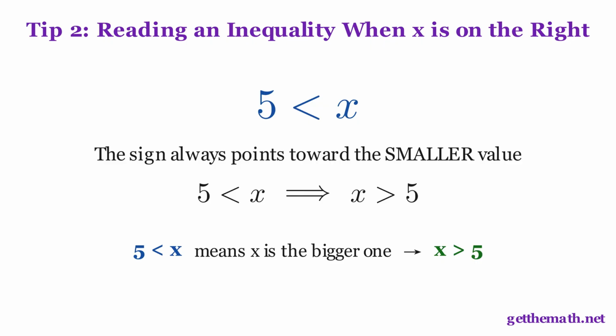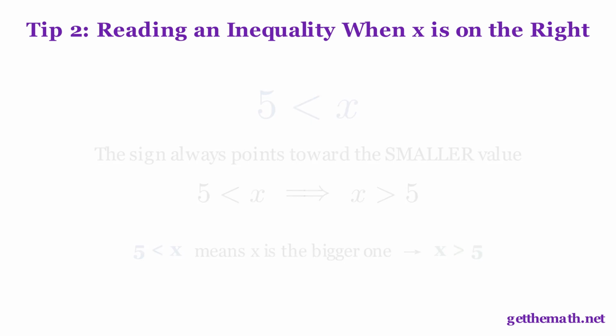Think of it this way, the inequality sign is like an arrow. It always points toward the smaller value. 5 is less than x, so x is the bigger one, meaning x is greater than 5.